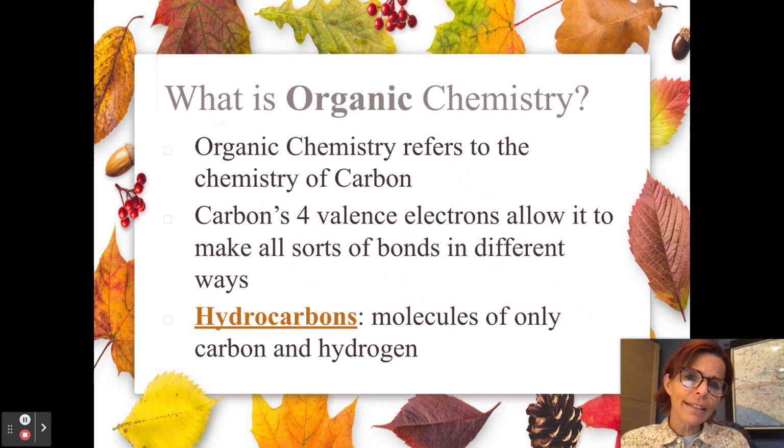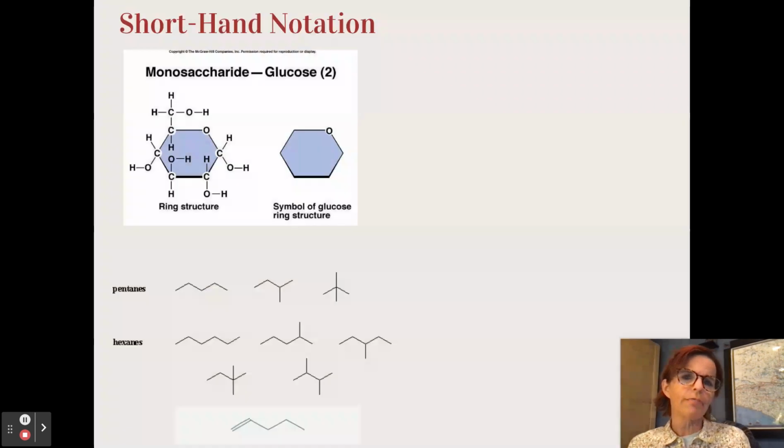What we're going to be focusing on today are called hydrocarbons. Hydrocarbon means hydrogen and carbon. They're molecules that just have carbon and hydrogen in them. I'm going to show you a couple that have oxygen right now, but for the most part, we're going to be looking at hydrocarbons. So take a look at the diagram on the left here, the ring structure of the monosaccharide called glucose. It's got all these letters and all these lines.